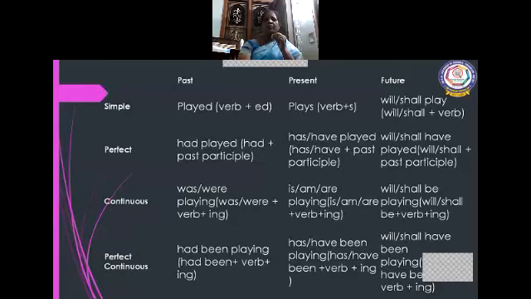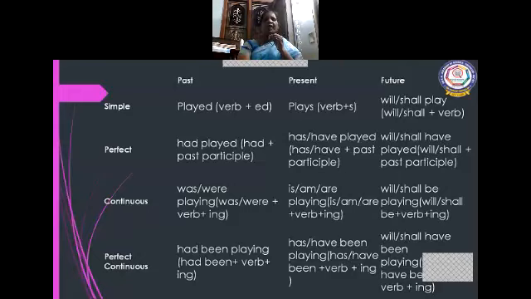Was, were plus verb plus ing. In present tense, is plus verb plus ing, or am plus verb plus ing, or are plus verb plus ing is the structure of the sentence. Will be playing, shall be playing. So will be plus verb plus ing, playing; shall be plus verb plus ing, playing.